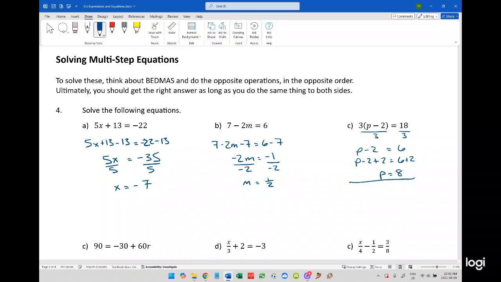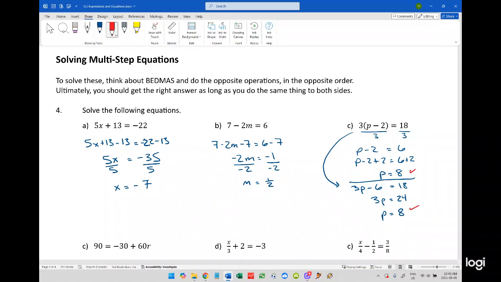Now, I do want to show you another way you could have done it. I could have actually expanded that bracket into 3p minus 6 equals 18. I could add 6 to both sides. And you know what? Instead of writing it, I'm just going to do it. So add 6 to this side, add 6 to this side. And then divide both sides by 3, divide that side by 3, and you'll notice that I get the exact same answer. So it doesn't really matter which one I do.